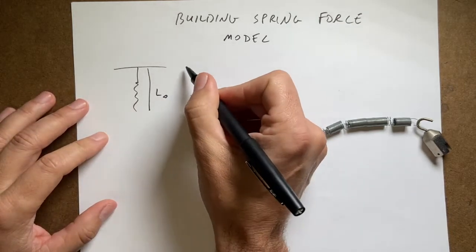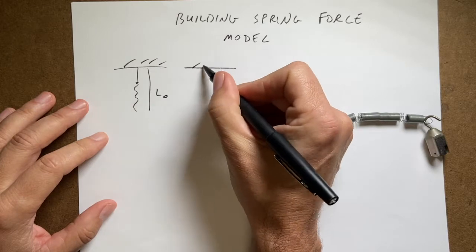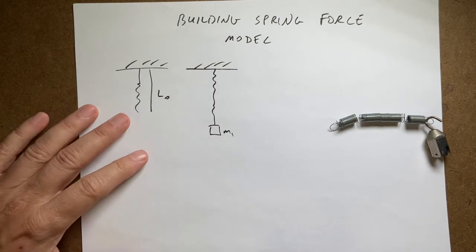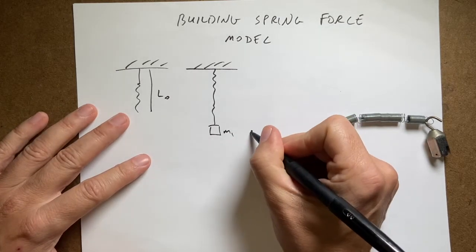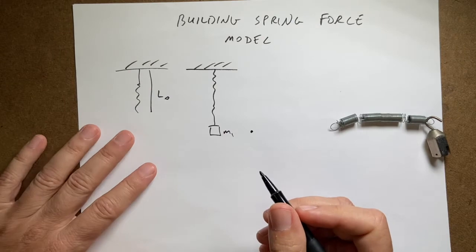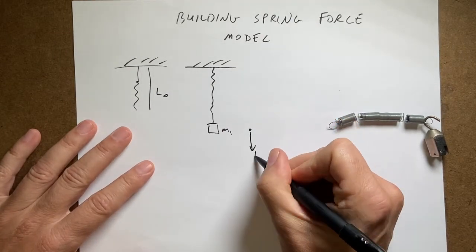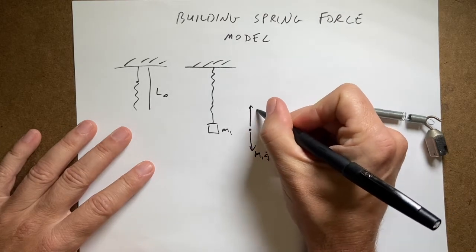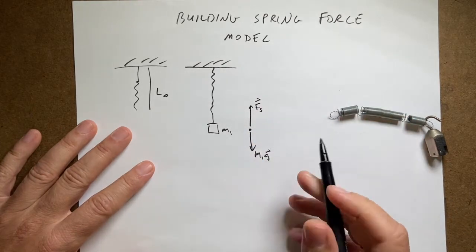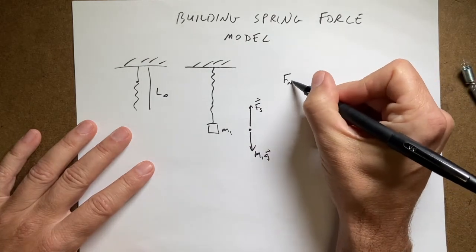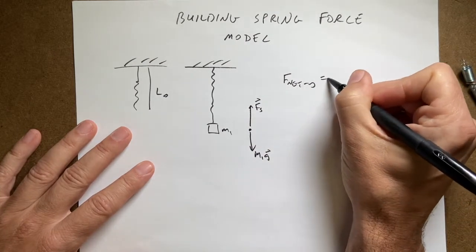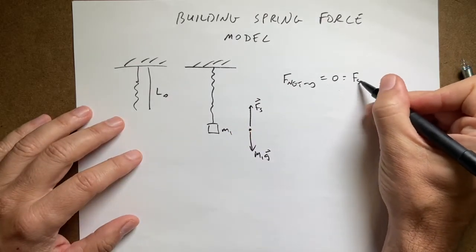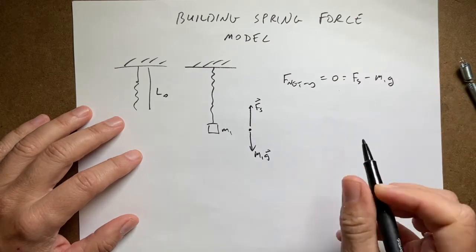And then I'm going to take that same spring and add a mass to it. And it will stretch, M1. So in this case, if the mass is just hanging there motionless, then I have the gravitational force M1G pulling down. I have the spring force pulling up, Fs, and those two are equal. So in the y direction, F net y equals 0 because the change in momentum is 0. It's just sitting there. So I get F spring minus M1G.